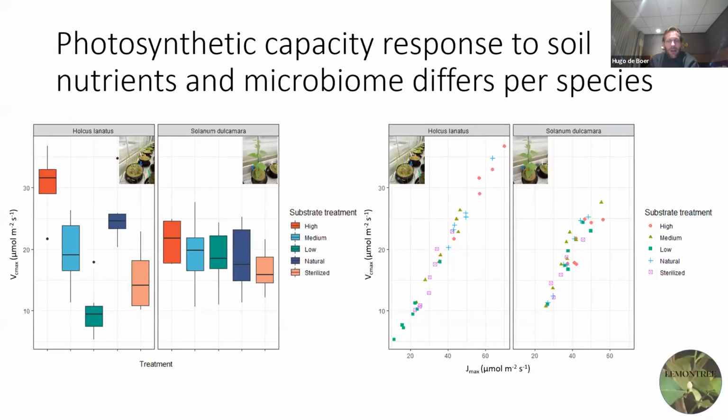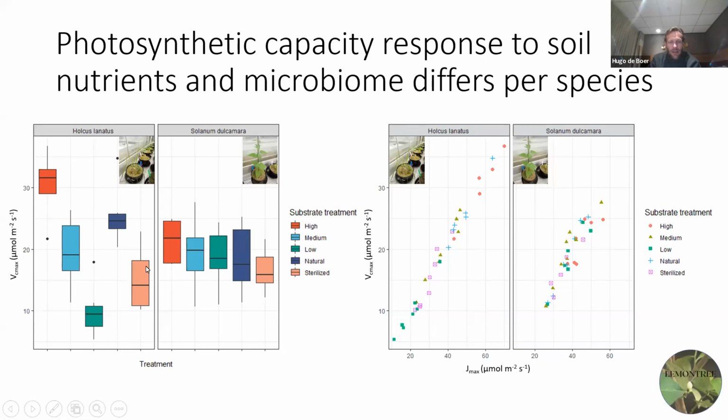In the panels on the left, you can see the results for the grass, Holcus lanatus, and there are quite big differences in VC max, this carboxylation rate, for the different nutrient treatments. This would be the high, the medium, and the low. It's very clear that the higher your nutrients are, the higher your VC max is. And this translates very nicely to the model.